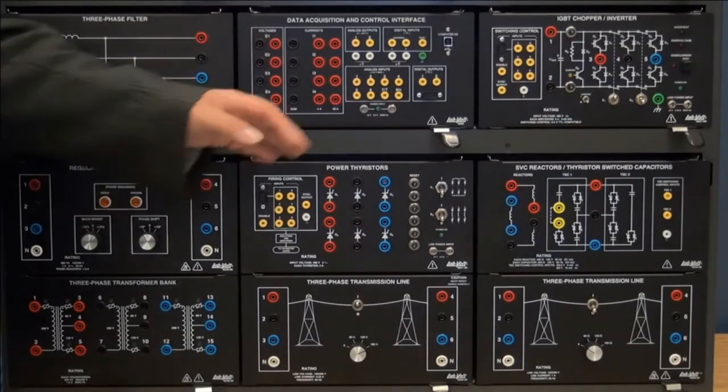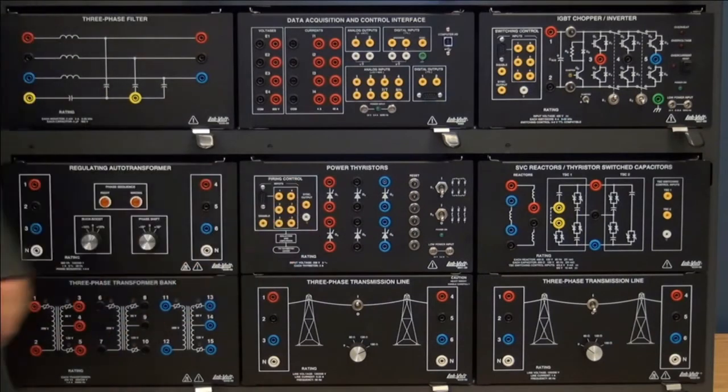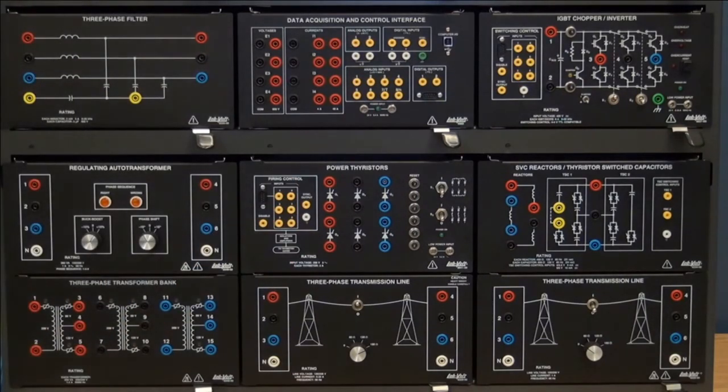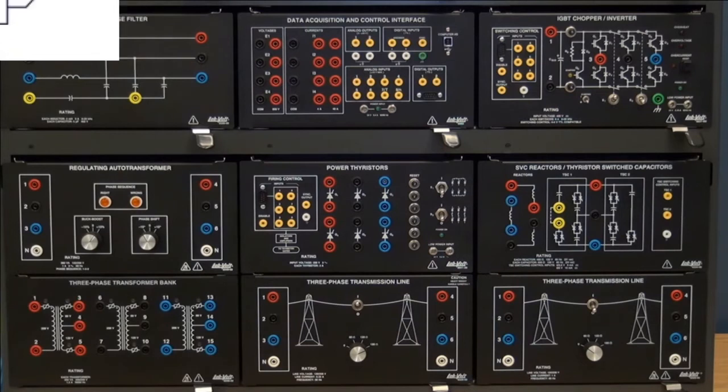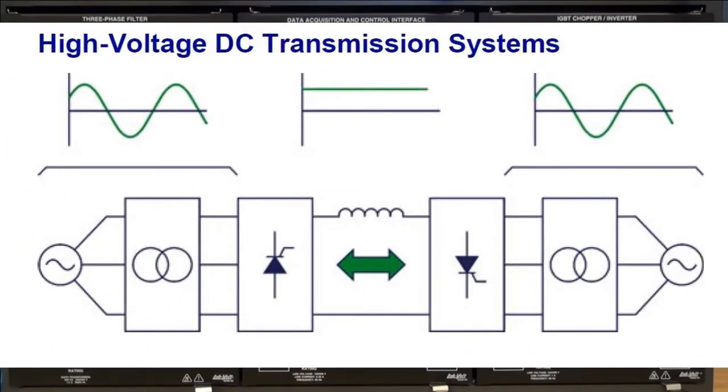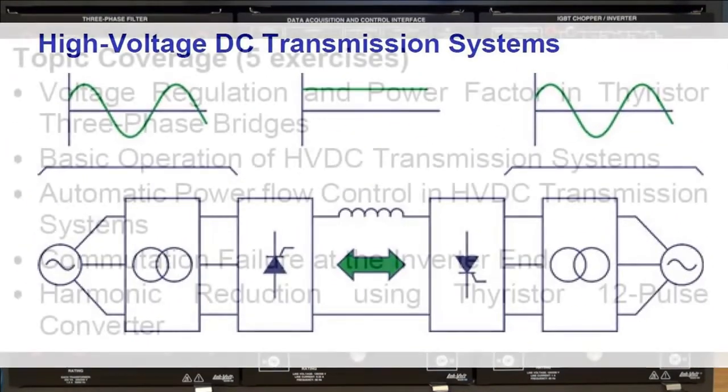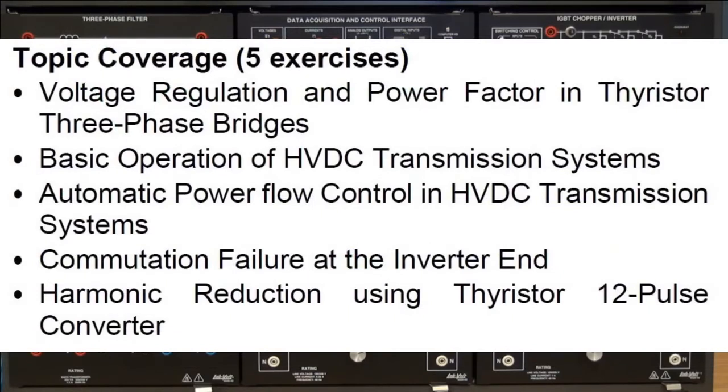The data acquisition and control interface will also be used to control power thyristors, allowing the study of high-voltage DC transmission systems. The students will see topics such as voltage regulation and displacement power factor in thyristor three-phase bridges, basic operation of high-voltage DC transmission systems, DC current regulation and power flow control in high-voltage DC transmission systems, commutation failure at the inverter end, and harmonic reduction using thyristor 12-pulse converters.